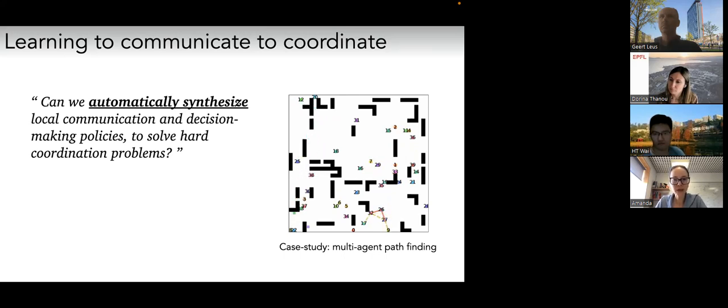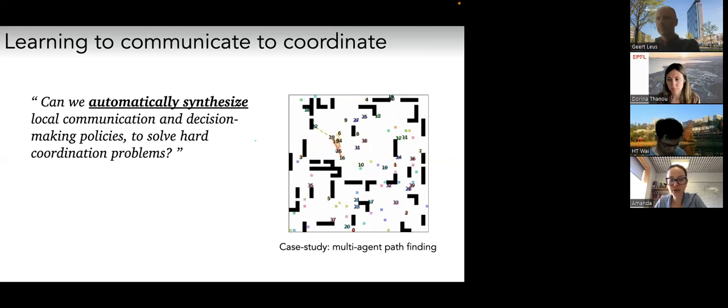So the reason that we're actually interested in this problem, I forgot to mention, we're going to be applying this research question to the multi-agent pathfinding domain. And why this is interesting to us is because multi-agent pathfinding is NP hard for both makespan as well as flowtime objectives. And the second reason we're interested in applying this to multi-agent pathfinding is because we know that optimal solvers exist.